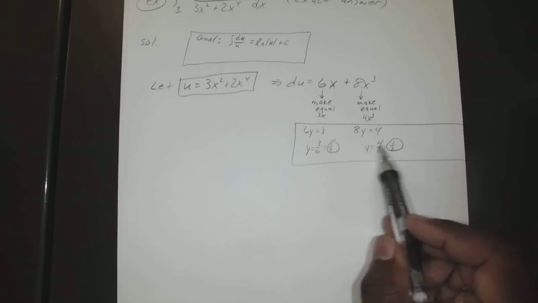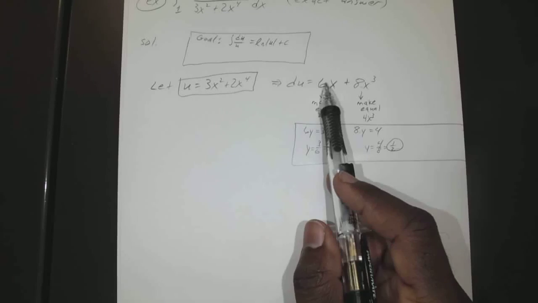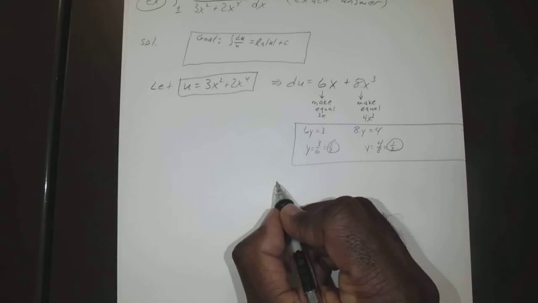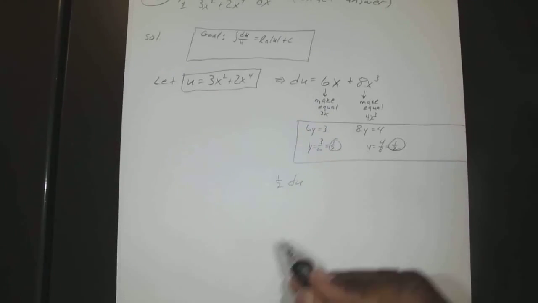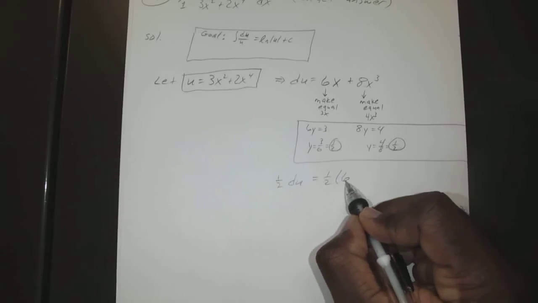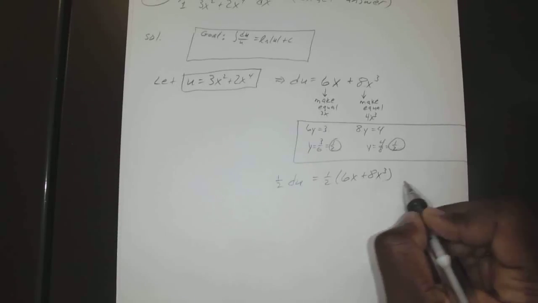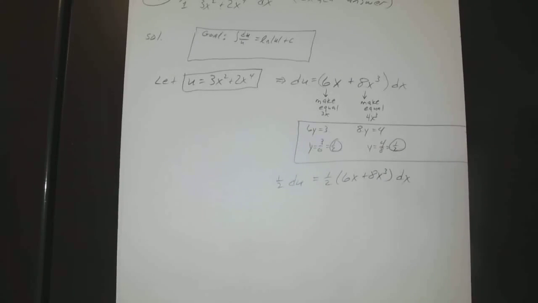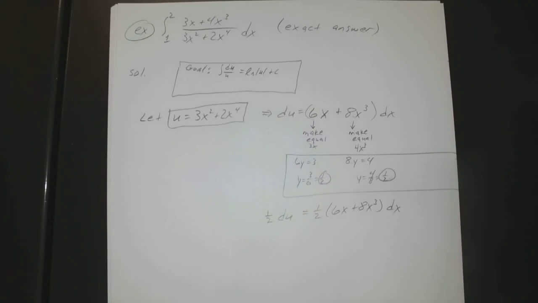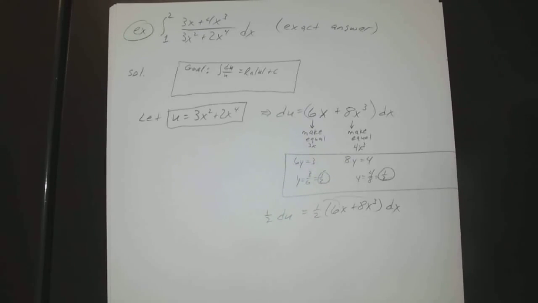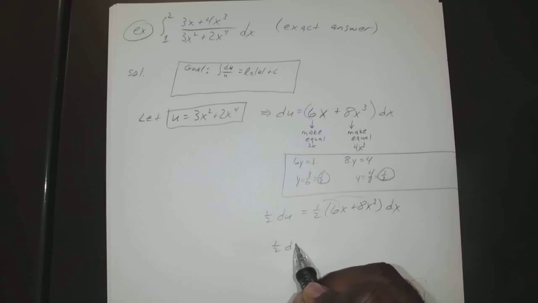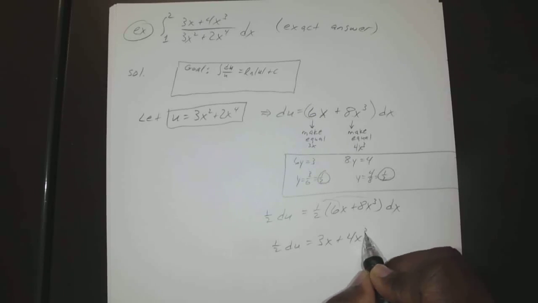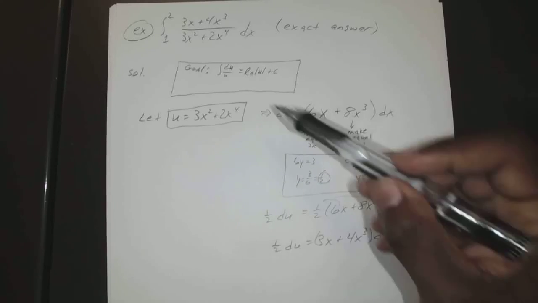Okay, so that means you just multiply both sides by 1/2. Or we could have factored out 2 and then just divided both sides by 2, and it would have given us the same thing. Okay, so we have 1/2 times du equals 1/2 times 6x plus 8x to the third dx. I keep forgetting my dx. There we go. And the minute we distribute our 1/2, that gives us 1/2 du equals 3x plus 4x to the third dx, which is what we wanted.